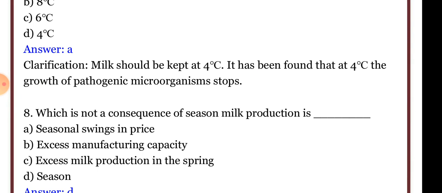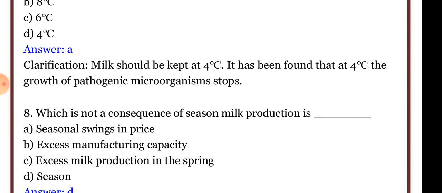The result of seasonal milk production is seasonal swings in price, as the increased price in summer and decreased price of milk in winter is due to the season. In summer there is less production of milk and excess manufacturing capacity. It is related to the demand-supply rule: if there is more supply and demand is constant, then obviously the price will be lowered. And excess milk production in the spring leads to a decreased price of milk.